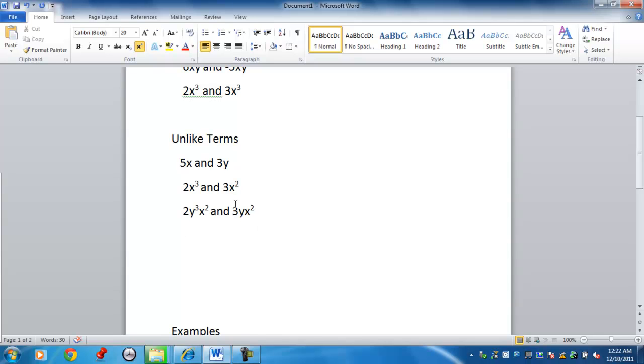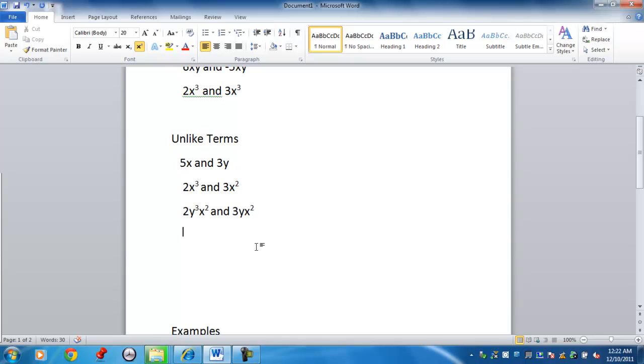When you're working with things like this, you have to make sure that all the variables have the same exponent. So in other words, if you're dealing with y cubed and then y, those are unlike terms because this y here has an exponent of 1, this has an exponent of 3. You have to have an exact match, meaning that the y's both have to be raised to the third power and the x's have to be raised to the second power.